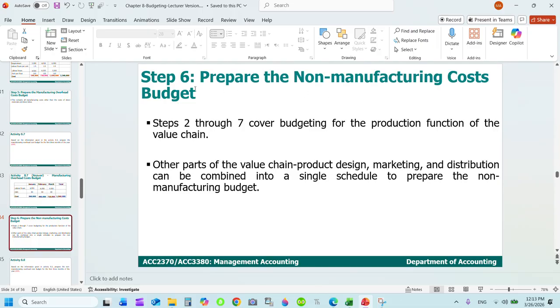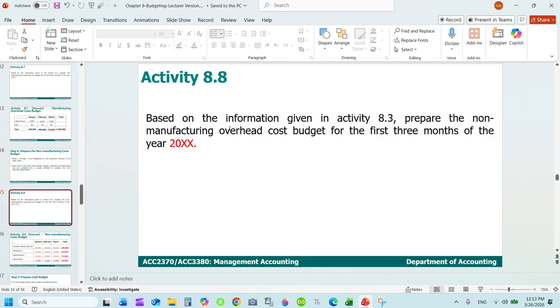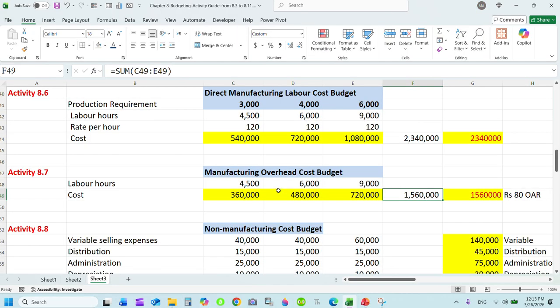Expenses. Right? So accordingly, you are asked to prepare the non-manufacturing cost budget. Whenever you see non-manufacturing, you need to understand it relates to admin, sales and distribution, marketing, other expenses, right? Then, based on the information given in 8.3, prepare the non-manufacturing overhead cost budget, right?